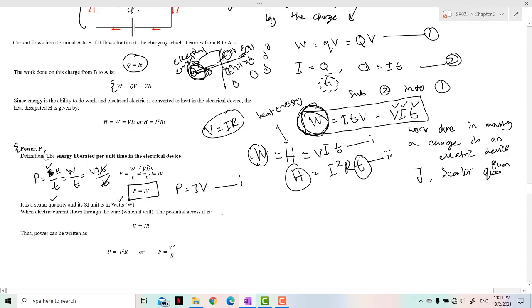So when you substitute V equals IR, you will get P equals I square R, which is our second version of power, relating to the resistance of the object and also the current flowing through the object. The third one, where you rearrange I equal to V over R and substitute it into our first equation, we will get P is equal to V square over R, which relates the potential traveled by the charge in the electrical device to the resistance of the electrical device.